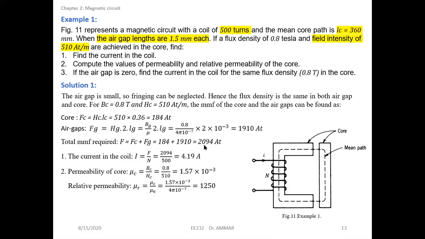Yes, you see that there is a mistake. We have 2 here, 2 multiplied by LG. The value of LG is given, 1.5. Okay, yes, we should add 1.5. No problem, you can just check the calculation.